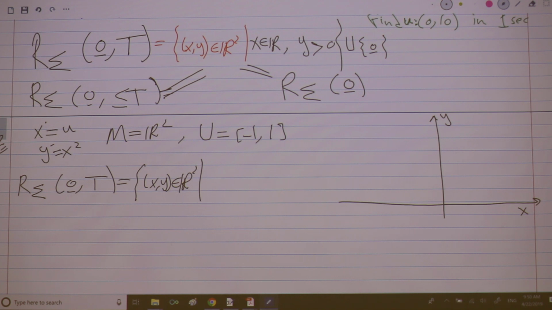Minus t and t, very good. So x is between negative t and t. So here is t, here is negative t. Yes, x less than. Very good. What about y?